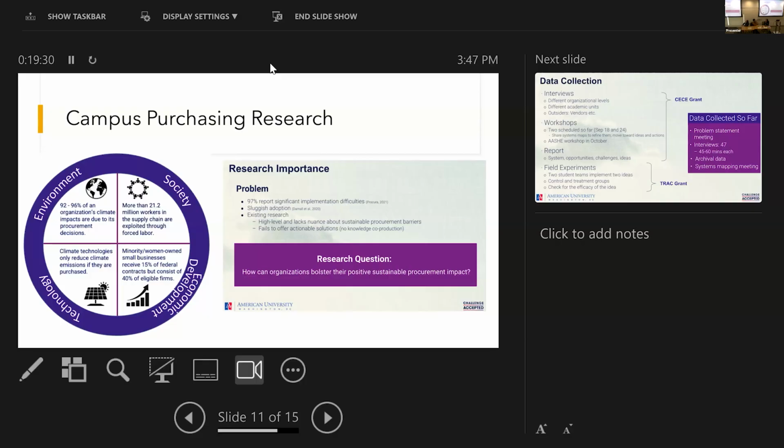If you think of AU as an example, it's an interesting case because we tout ourselves as this very environmentally friendly campus. I'm sure you've all seen the buses, patting ourselves on the back for being the first carbon neutral university. So there's a lot of will, and yet we still see some of these problems, such as sluggish adoption, implementation difficulties, and solutions that lack nuance, and there's not really any actionable solution.